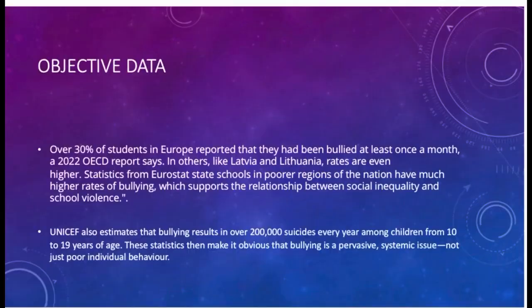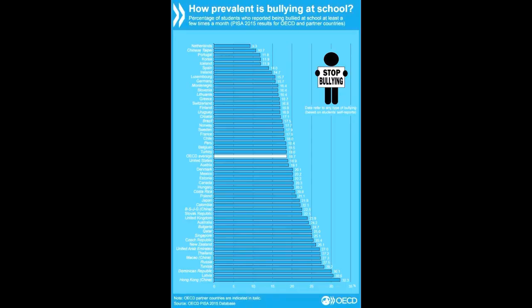There is also objective data. According to a 2022 OECD report, over 30% of students in Europe reported being bullied at least once a month. In some countries like Latvia and Lithuania, the numbers are even higher. Eurostat data shows that schools in lower income areas report significantly more bullying incidents, supporting the link between social inequality and school violence. UNICEF also estimates that bullying contributes to over 2 million suicides every year among young people aged 10 to 19. These statistics clearly show that bullying is a widespread systemic issue, not just isolated bad behavior.